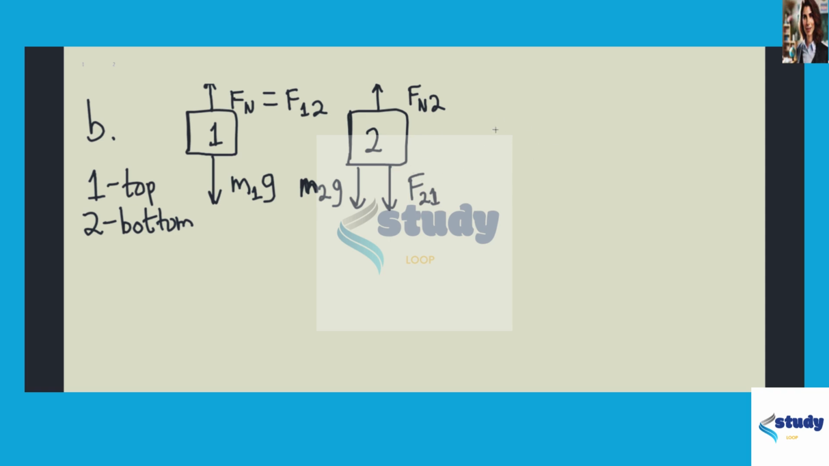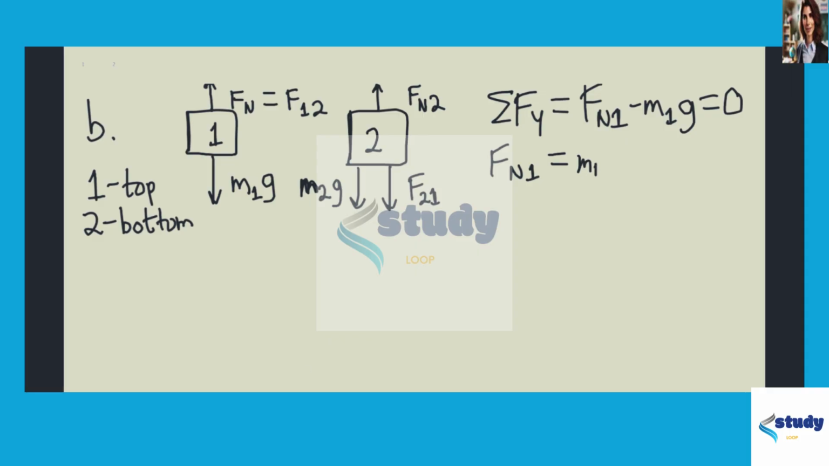So at this point, we can again say that the sum of forces in the y direction is going to be equal to the force sub n1 minus m sub 1 g, and this is going to equal 0. So we're trying to apply the sum of forces in the y direction to the first block first. And so we can say that force sub n1 will be equal to m sub 1 g.